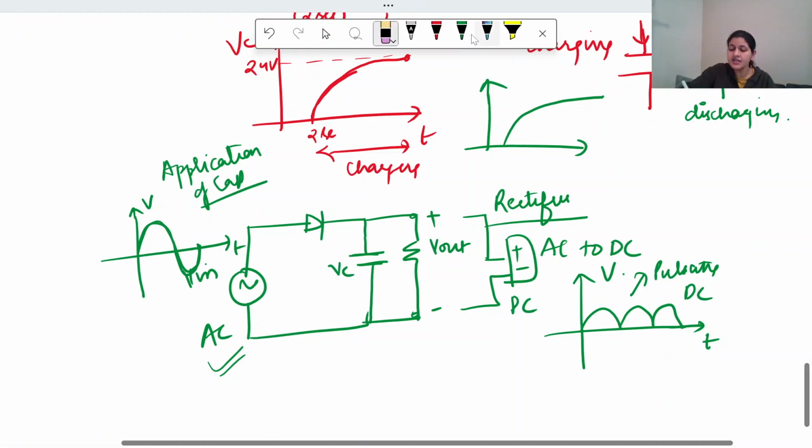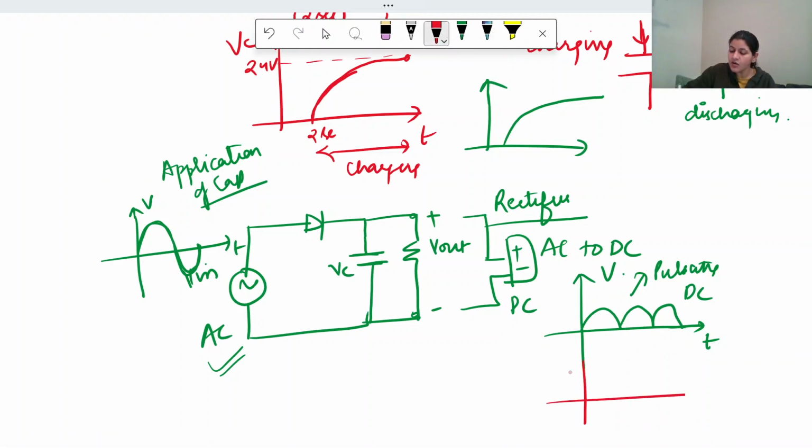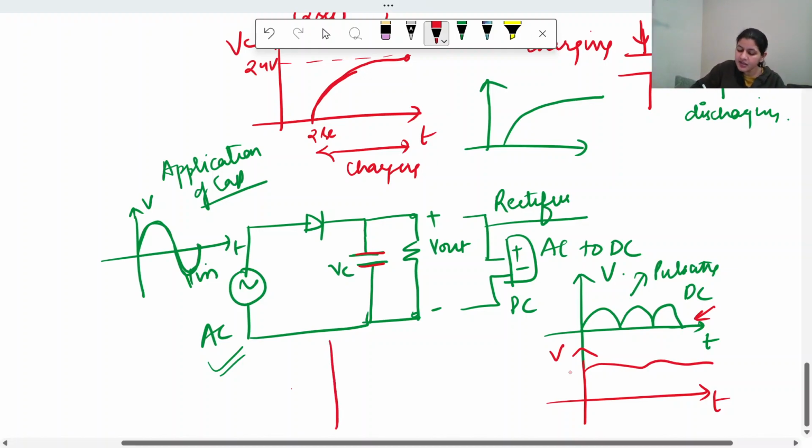So it is DC, but if we want somehow a purer DC, right? Not exactly pure, but somehow a better DC than this, then we can use a capacitor. Because what will happen here?